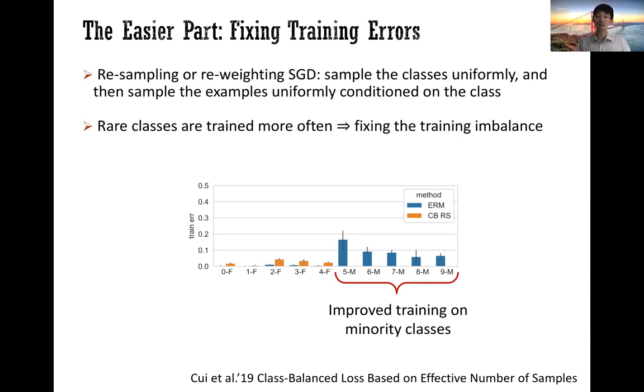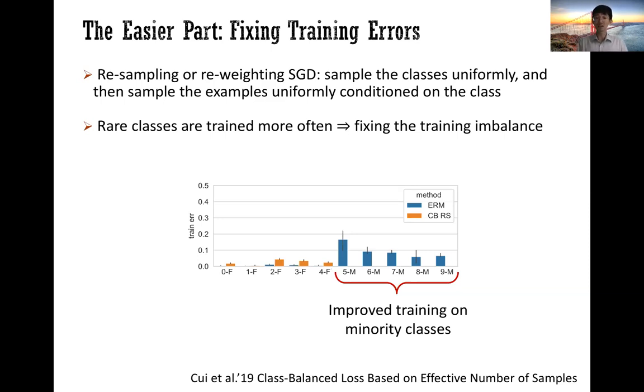And then you can see that if you train with ERM, empirical risk minimization, meaning you have the same weights for all of the examples, then the training error is pretty high for all of these minority classes. However, if you do the rebalancing technique, the resampling technique, for example, introduced by one of these papers by Cui et al., class-balanced loss based on effective number of samples, then you can see that the training error will be much better for these minority classes at the expense of a little bit higher training error for the frequent classes.